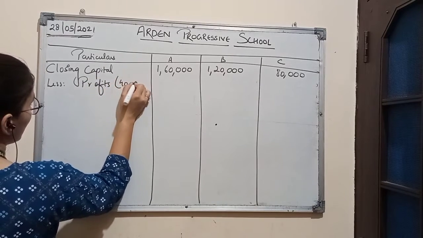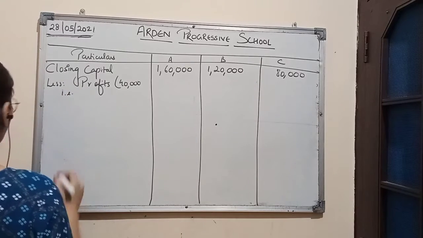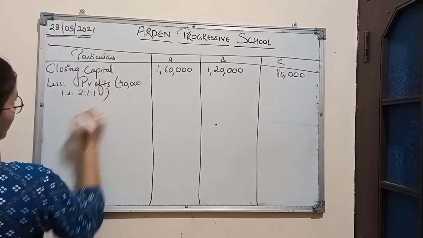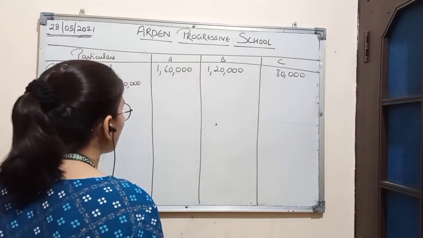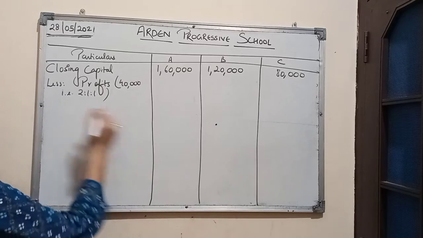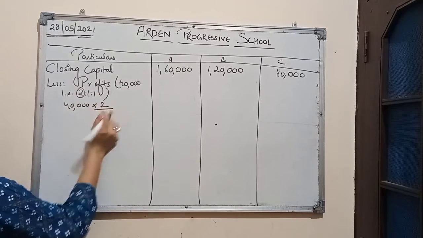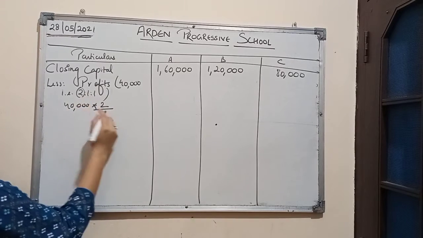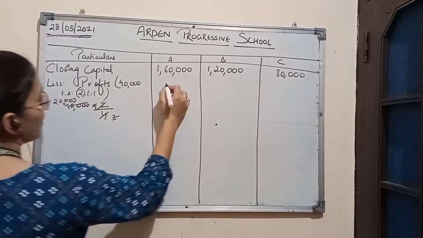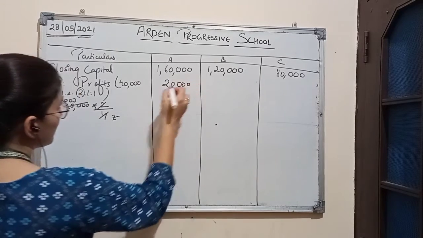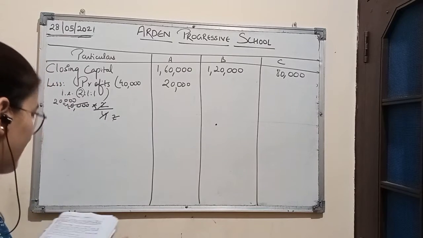Profit is rupees 40,000 and it will be divided in the ratio 2:1:1. So here the amount of profit which will be deducted from partner A's capital account will be A's share: 2 divided by 2 plus 1 plus 1, which is 4. So here the amount will be 20,000. 20,000 will be deducted as profit from partner A's capital account.